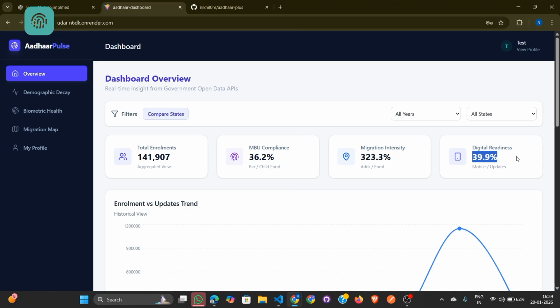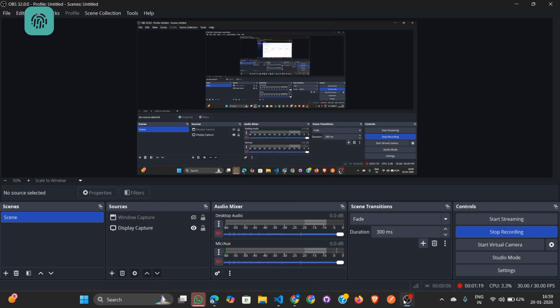Aadhar Plus transforms Aadhar data from a static record into a dynamic policy tool. By shifting our focus from acquisition to lifecycle management, we can ensure that digital identity remains a tool for inclusion, not exclusion.